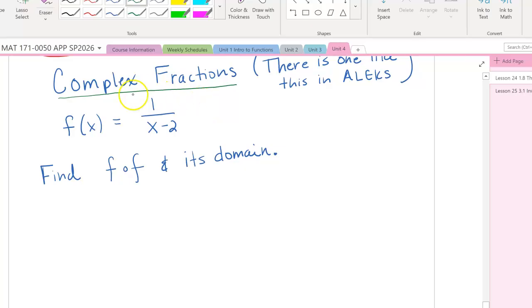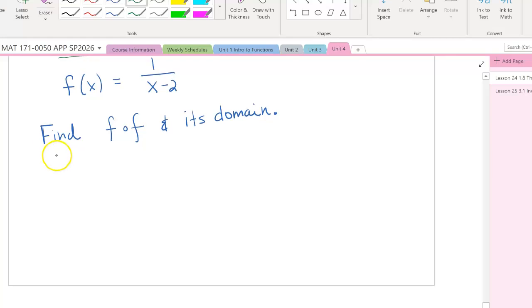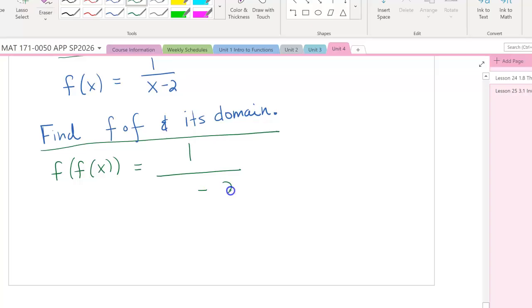So in this problem, we're given f of x is equal to 1 over x minus 2, and we're asked to compose this function with itself and then find its domain. So to get started, that would be f of f of x, which means I'm going to take f, and wherever there was an x, I'm going to put f of x. So this creates a complex fraction, and a complex fraction occurs when you have a fraction within a fraction.